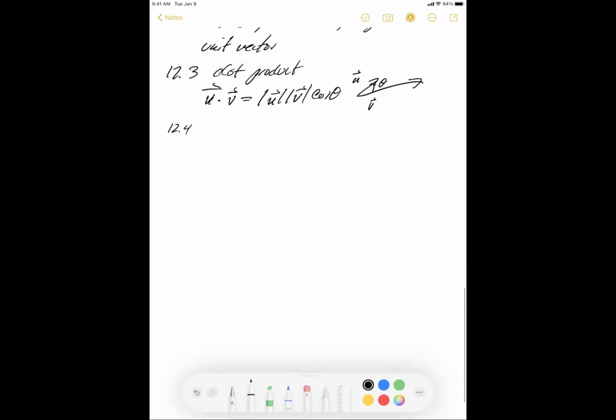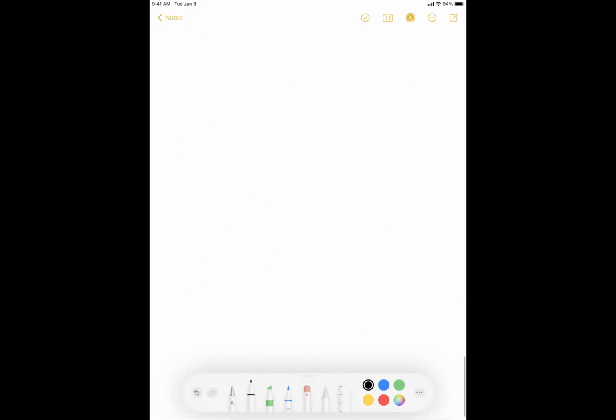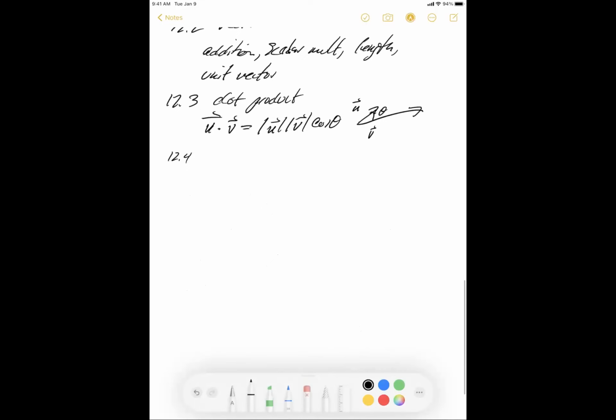12.4 is cross products. Oh, you know what? Oops, I skipped one thing. Sorry, I'm going to go back to 12.3 because I missed projections, right? Projections is also in there. So you should know how to find the projection of the vector u onto the vector v.